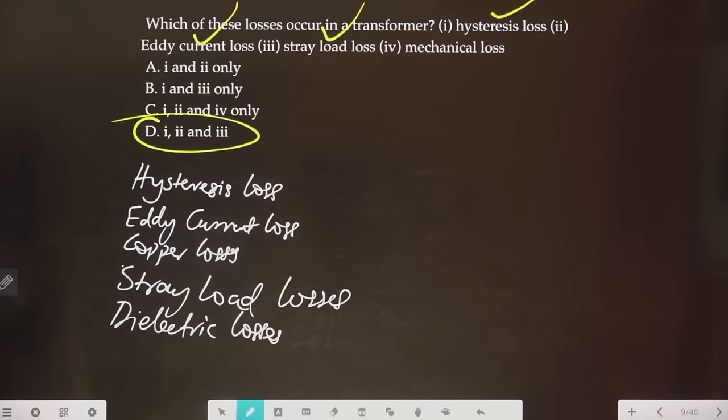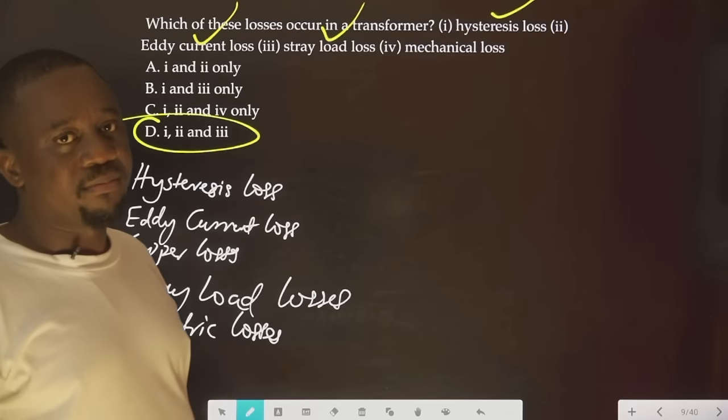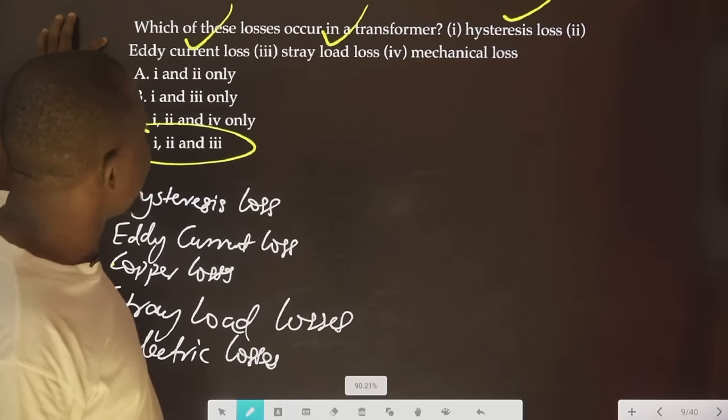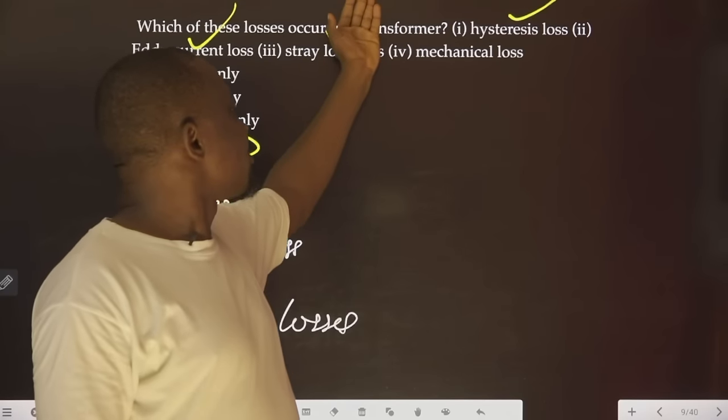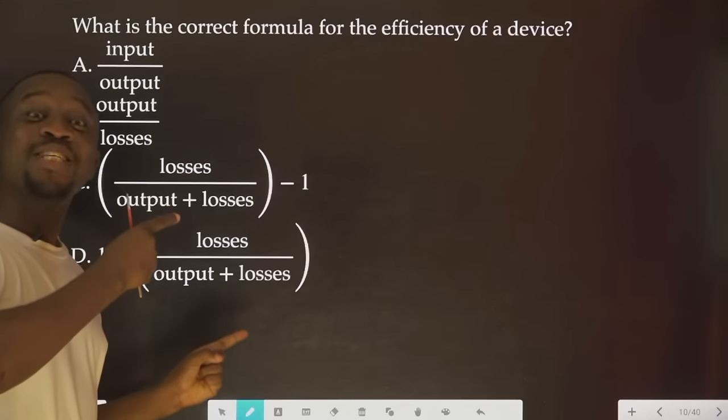Why I listed them is, you might get to the exam, they give you copper losses, okay? It might not be these three. You might even see dielectric losses. They are all part of the losses you will find in what? The transformer. Okay? Let's look at this question.